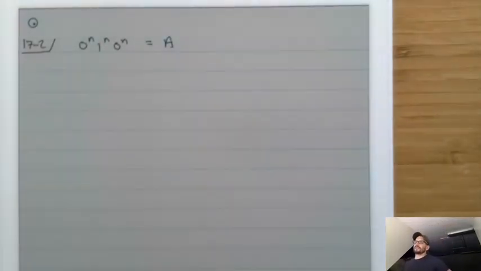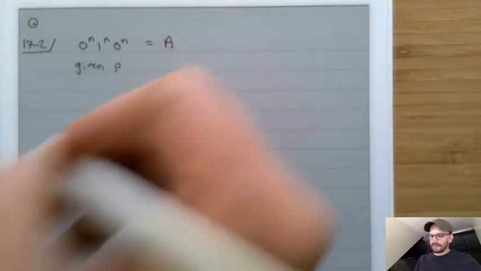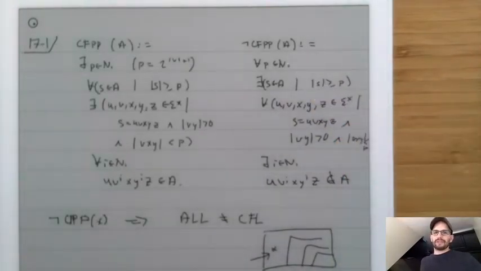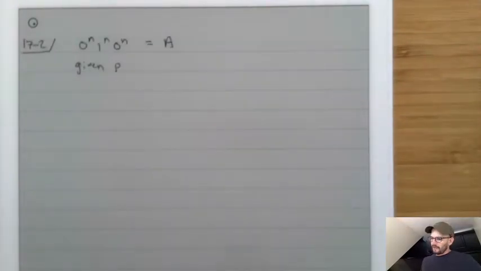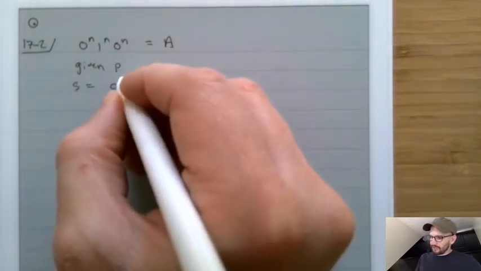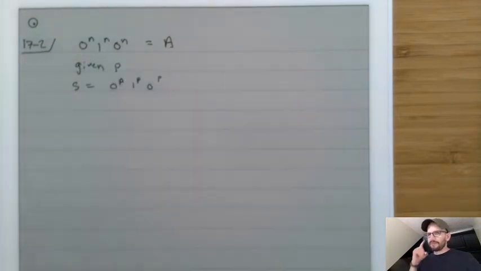So now what we need to do is we are going to be given a p that we don't get to decide, because that's part of the for all. When there's a for all, that means that your enemy chooses it. When there's an exists, that means you pick it. So obviously what we need to do is choose s. So let's choose 0 to the p, 1 to the p, 0 to the p.